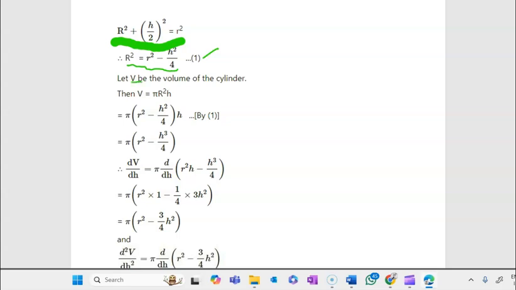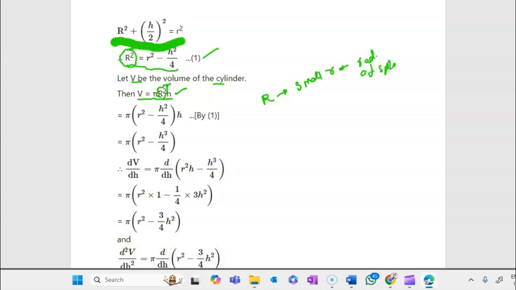Now we have the regular formula from three-dimensional geometry: volume of a cylinder is pi R square h. I'm substituting the value of R square in this formula of volume, in terms of small r. Remember, capital R is for the cylinder, and small r is related to the radius of the sphere.